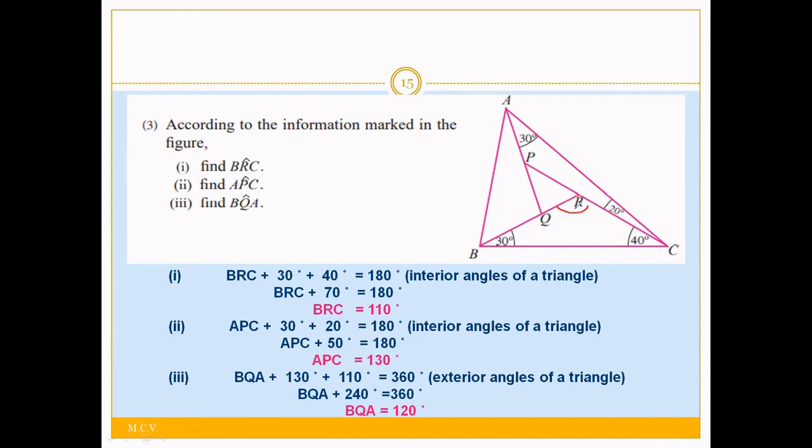BRC angle plus 40 plus 30. Interior angles sum to 180. So this is 180. 30 plus 40, 70 degrees. Then to remove 70 degrees, subtract 70 from both sides. Then BRC angle is 180 minus 70 means 110. That is 110.